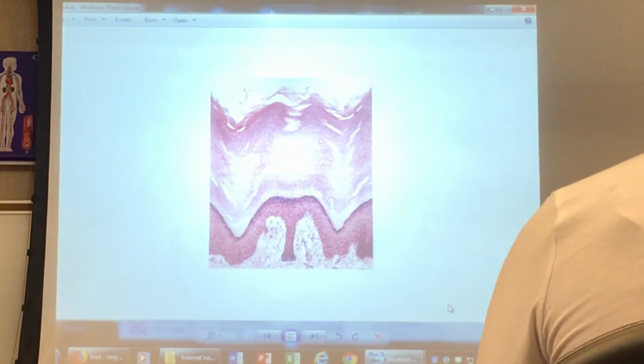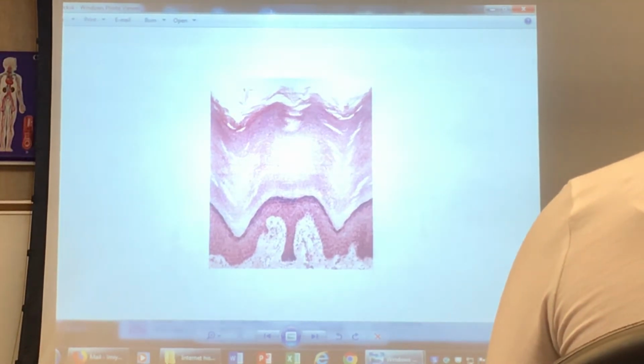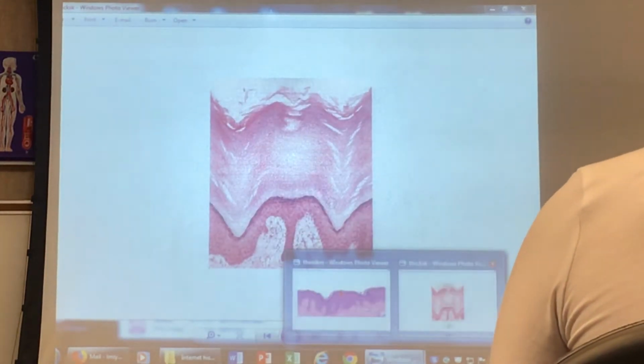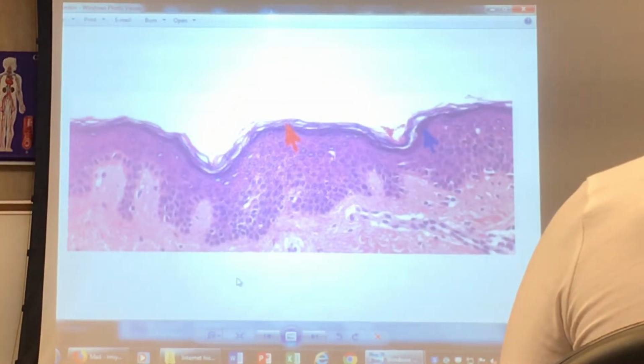Question? On the thin skin, what's stratum lucidum? What's that? On the thin skin, what is stratum lucidum? It does not have stratum lucidum. That only has 4 layers. Yeah, there's no stratum lucidum. Okay?